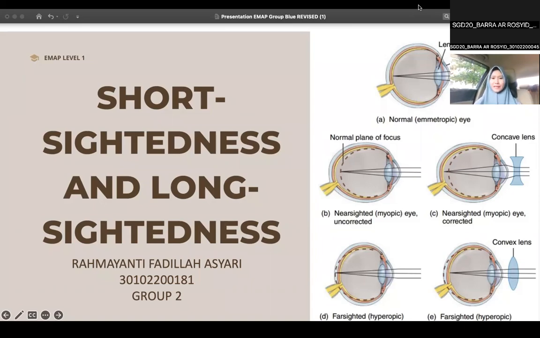As you can see on the screen, the topic of our presentation today is the common errors in focusing the light on the retina, or refractive errors, called short-sightedness and long-sightedness. Today's topic is of particular interest to those of you who want to know more about the two refractive errors. My presentation will take about 20 minutes.